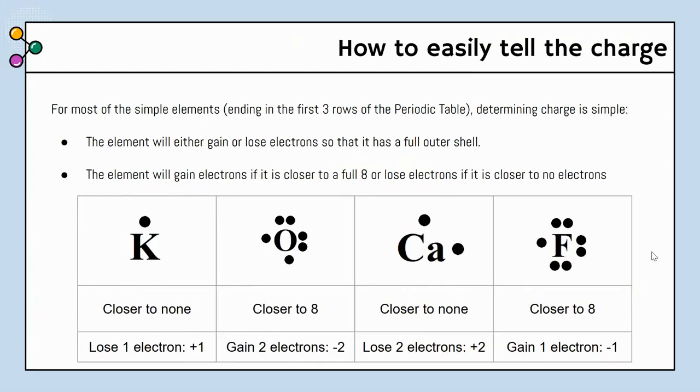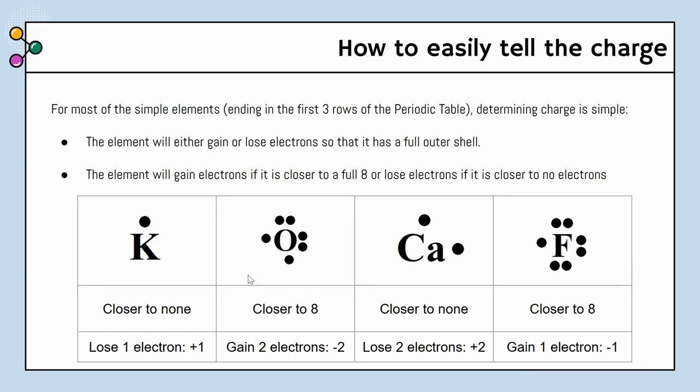So how do we tell the charge when we have that Lewis structure? Well, the element is either going to gain or lose electrons so that it has a full outer shell. Basically, if the element is closer to having no electrons, it'll lose what it has. But if it's closer to having a full shell of 8, it will gain electrons until it's filled. If we notice here on the left-hand side, we have this potassium with one electron. Because it's closer to 0, it's going to lose that one electron and become charged with a +1.